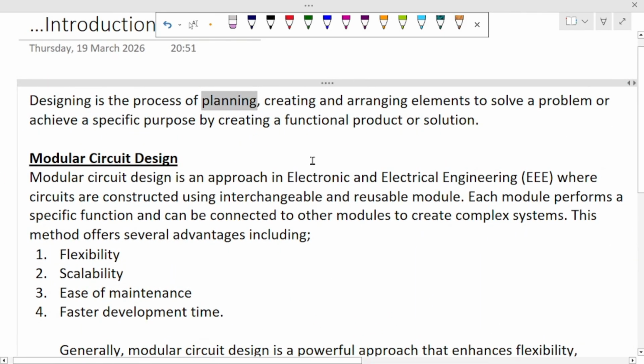Purpose. Now, this is the main thing here. Solve a problem or achieve a specific what? Purpose. That means all this planning, creating and arranging elements, all of them, they are meant to do what? Solve a problem or achieve a specific purpose. Now, how do we do that? By what? Creating a functional product or what? Solution. All this planning, creating, it is to solve a problem, and you do that by creating a functional product or solution.